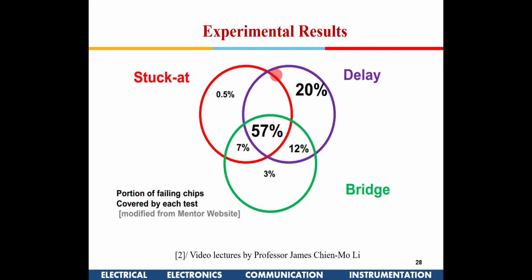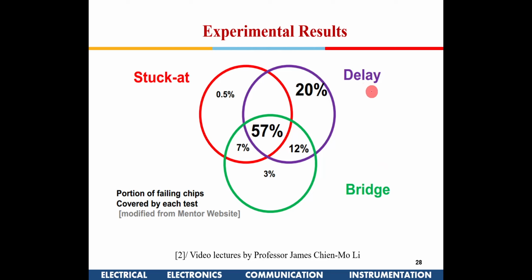This is the stuck at fault, and this is the delay fault. This is again taken from a web page, and this is the bridging fault. So if you do 100% stuck at fault coverage, only 12 plus 3, 15% of the bridge faults will go undetected. Similarly, if you do the stuck at fault, only 32% of the delay faults will go undetected. So generally we do stuck at fault testing, and we don't bother much about the delay and the bridge faults. Our focus will be on stuck at fault.